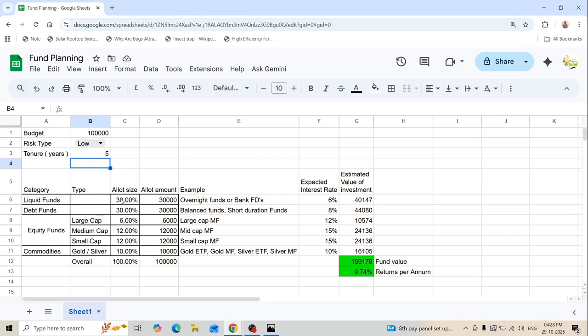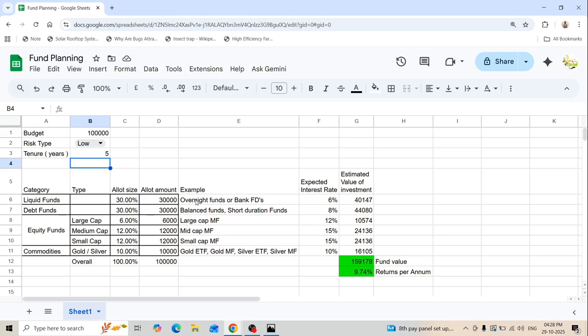What is the size? 30% of the fund should be invested in liquid funds, 30% in debt funds, in equity how much for large cap, medium cap and small cap, and what amount of it should be invested in commodities. It might be gold or silver. So these are the allotment amounts given. Here are some examples for each fund.